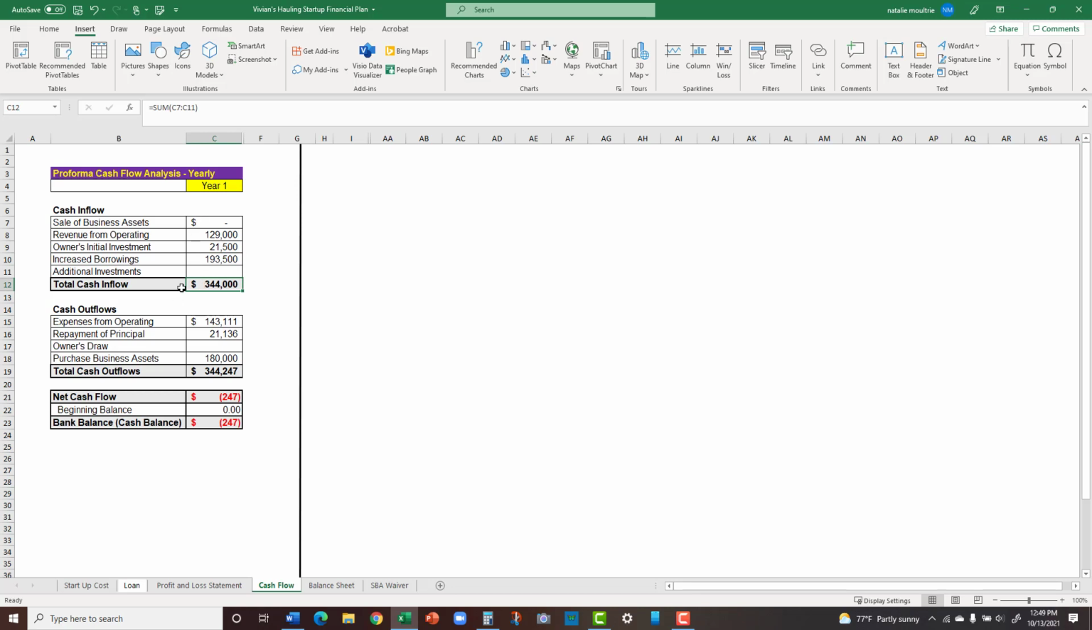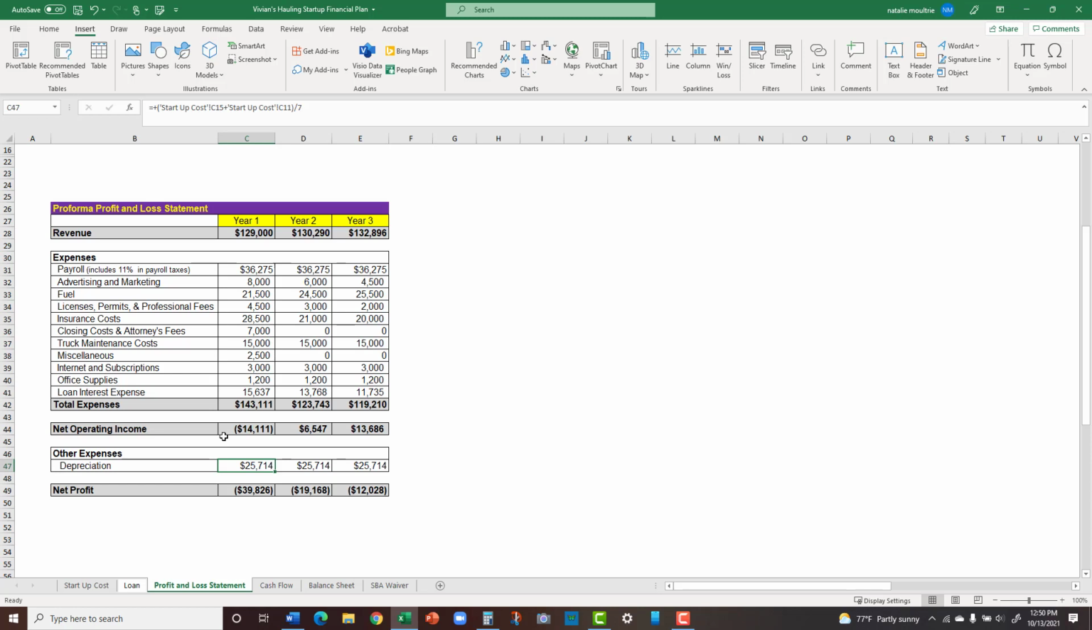All right, let's look at our outflows. So throughout the year, we had business expenses, and we anticipated them to be $143,111. So that's coming straight from our profit and loss statement. These are all of our expenses.